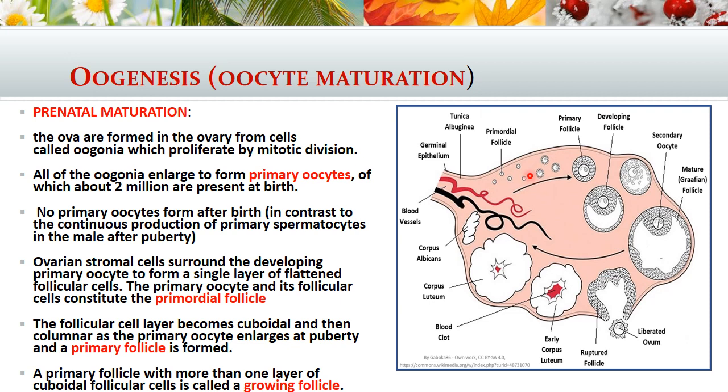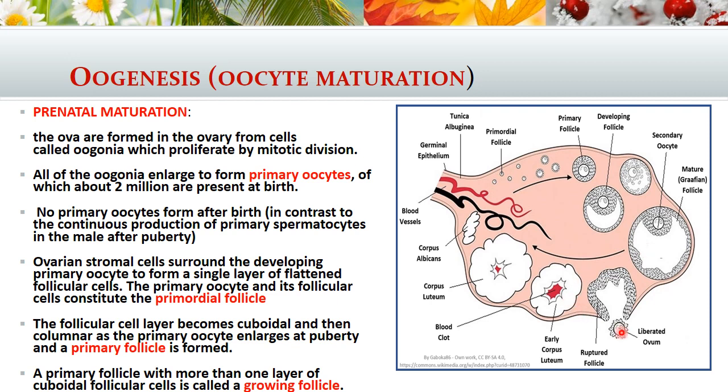The ovarian stromal cells surround the developing primary oocyte to form a single layer of flattened follicular cells. The primary oocyte and its follicular cells constitute the primordial follicle. The follicular cell layer becomes cuboidal and then columnar as the primary oocyte enlarges at puberty, and a primary follicle is formed. The follicle with more than one layer of cuboidal follicular cells is called the growing follicle, which later transforms into the Graafian follicle or the mature follicle. It has a fluid-filled cavity, and is also sometimes called the antral follicle.